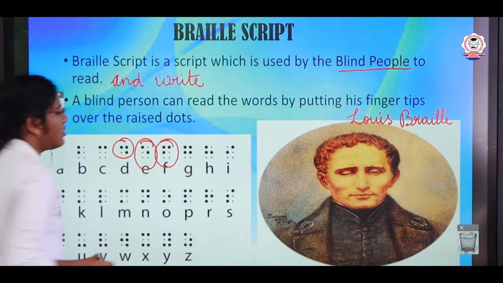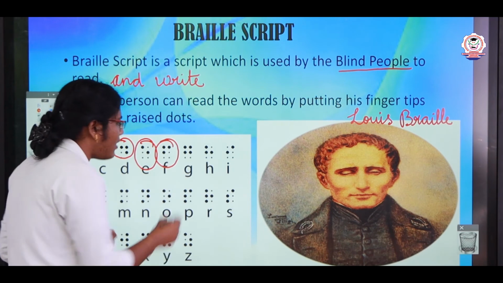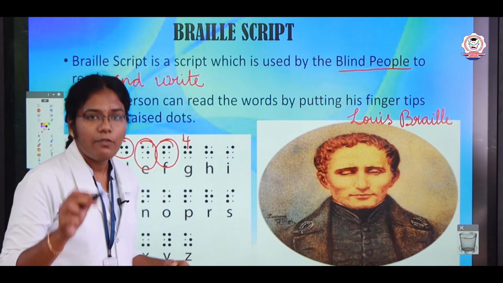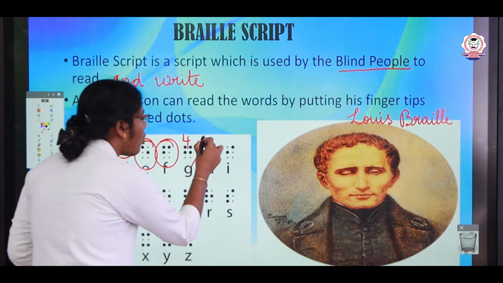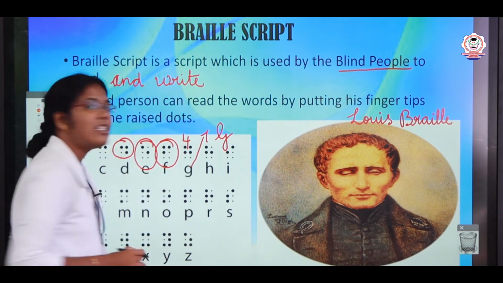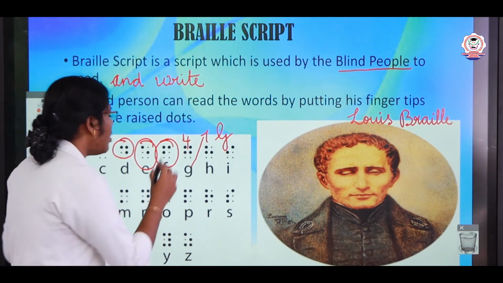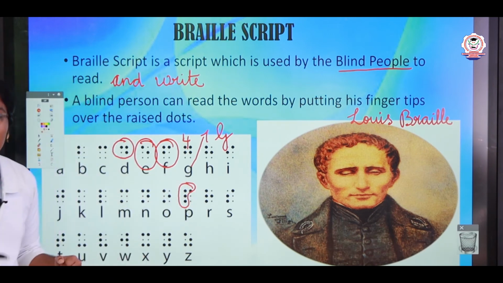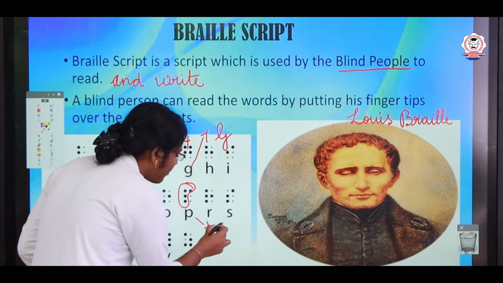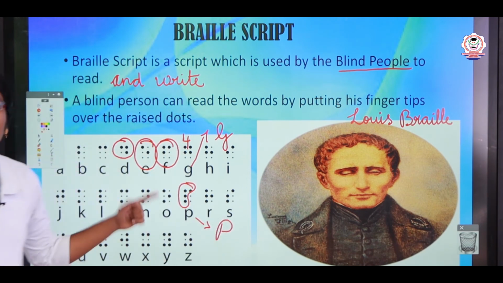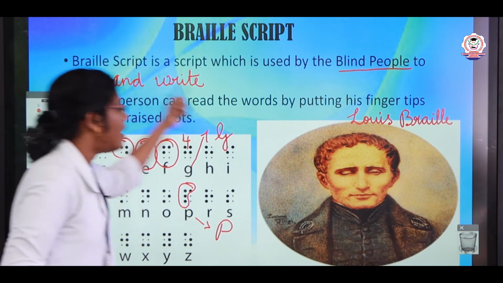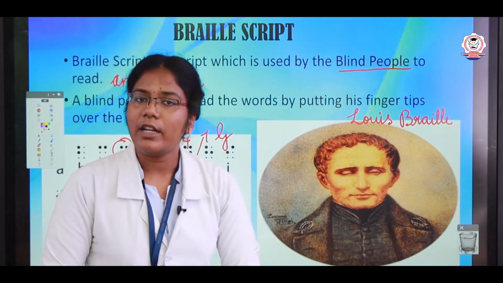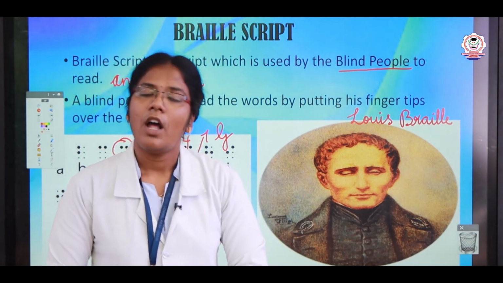Can you notice it? If we have four raised dots like this, it stands for the letter G. If we have raised dots like this, the letter stands for P. So this is the Braille Script. By this, blind persons can read and write. Now you tell me, who invented the Braille Script? Yes, Louis Braille. Good.